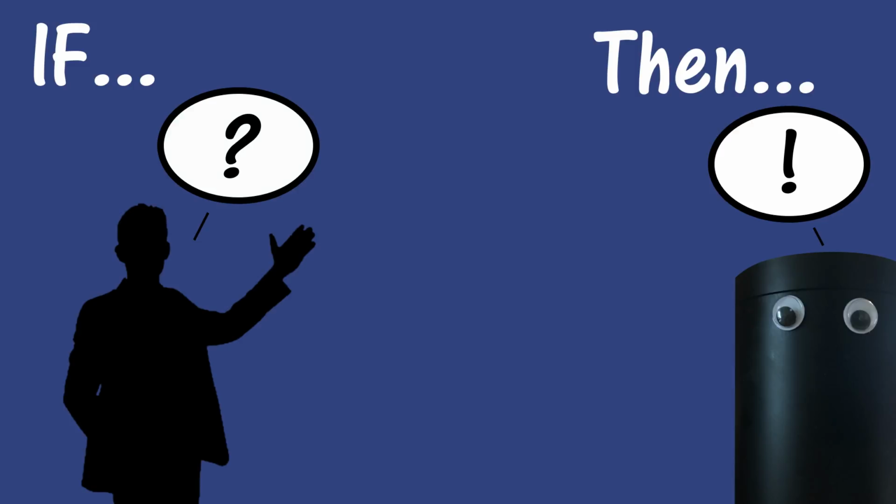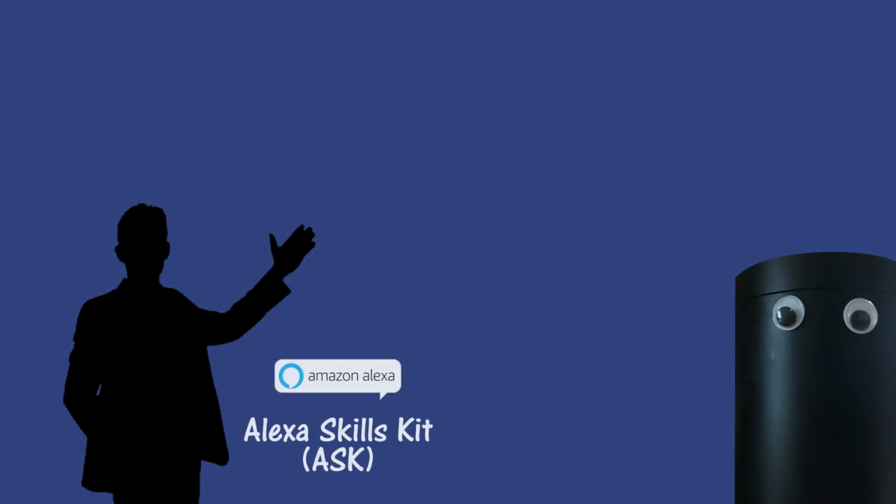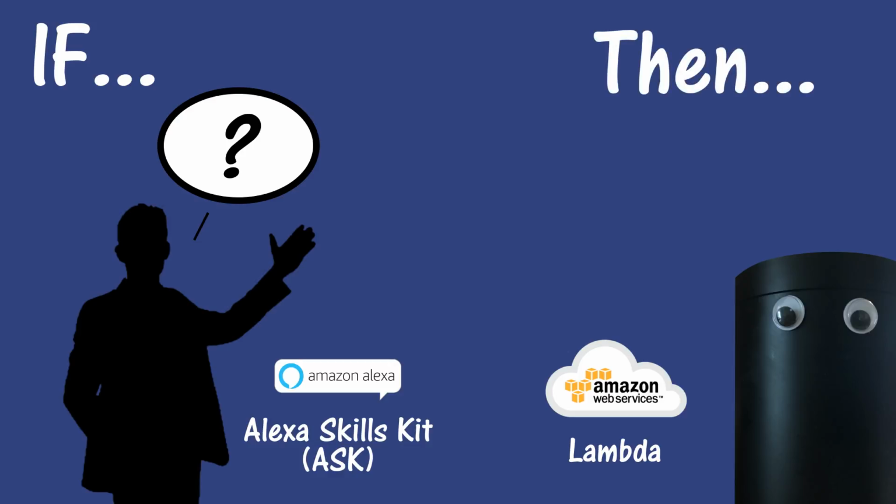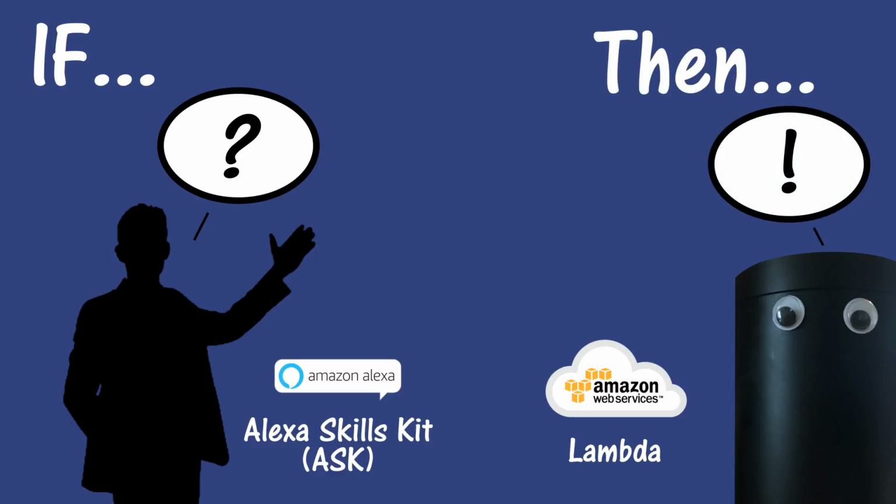The two things we'll be working with today are the Alexa Skills Kit, or ASK, and Lambda. The Alexa Skills Kit is the if part, where we ask Alexa a question. And Lambda is the then part, where we hold the code for the responses that Alexa will say.